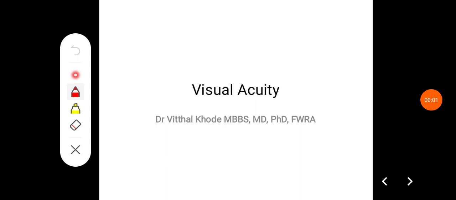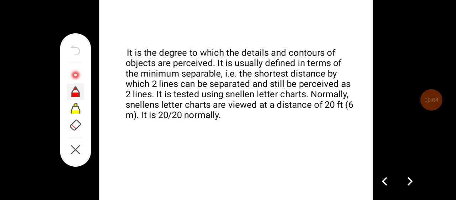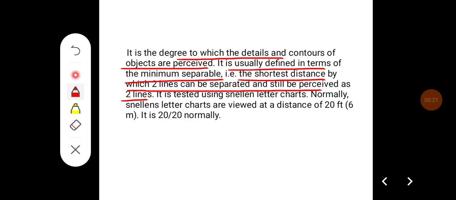Everyone. In this class, we'll briefly learn about visual acuity. Visual acuity is the degree to which the details and contours of objects are perceived. It is usually defined in terms of minimal separable distance, that is, the shortest distance by which two lines can be separated and still be perceived as two lines. And it is tested using Snellen letter charts. Normally, Snellen's letter charts are viewed at a distance of 20 feet or 6 meters, and it is usually read as 20 by 20 or 6 by 6.